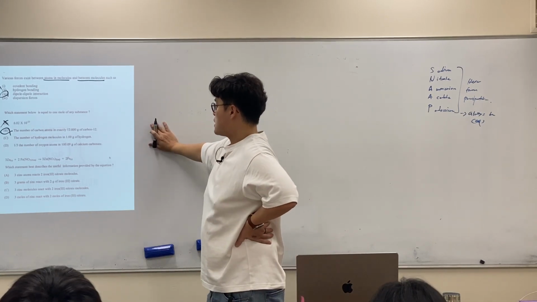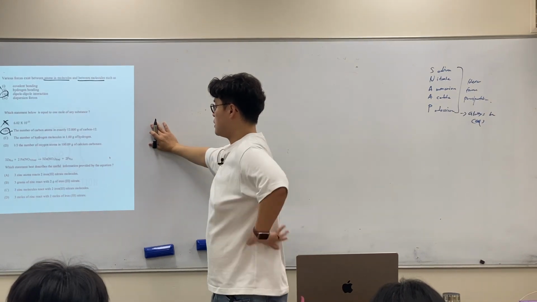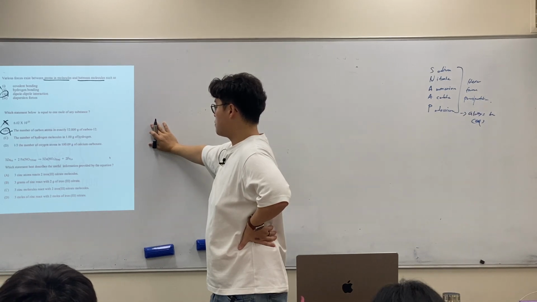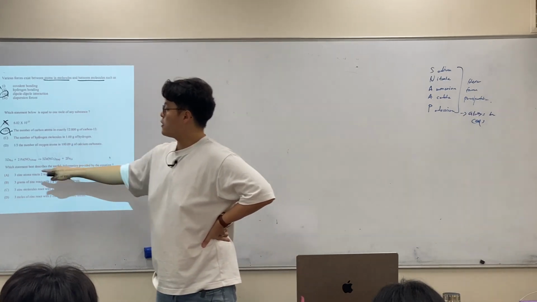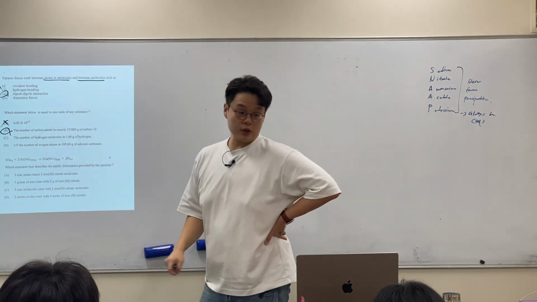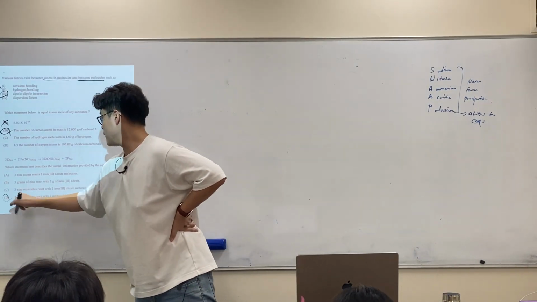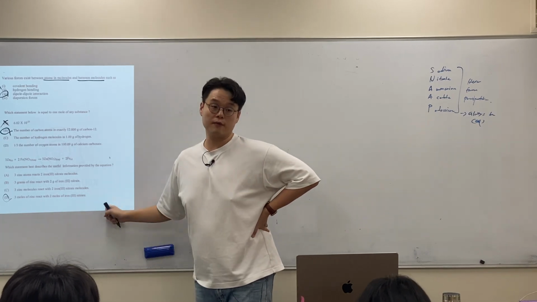7. 3 zinc plus 2 iron nitrate produce zinc nitrate and iron. Which statement best describes the useful information provided by the equation? Okay, thinking about the coefficient values given over here, 3 and 2, we have to use that. So the answer for question 7 would be D: that 3 moles of zinc react with 2 moles of iron(III) nitrate. This is the only information that is right.